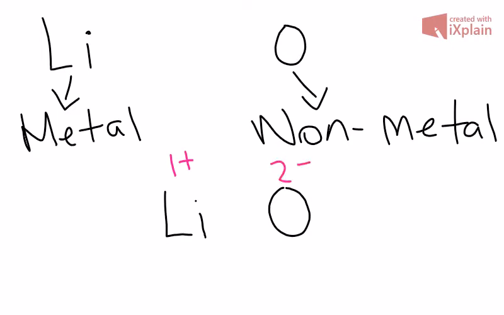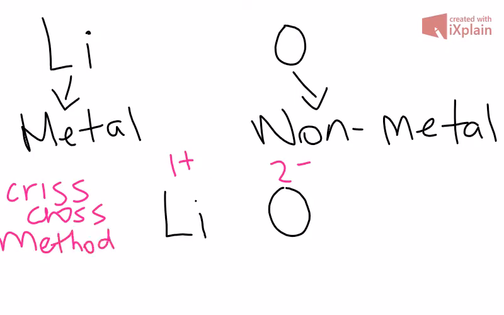Now, this is where we're going to incorporate what's called the crisscross method. Okay, so what you're going to do here, and I'll get another colored pen to show you, is crisscross the charges. So that 1+ is going to come down here to the opposite side alongside the oxygen, and this 2 is going to come down to the lithium. And so this formula is going to look something like this.